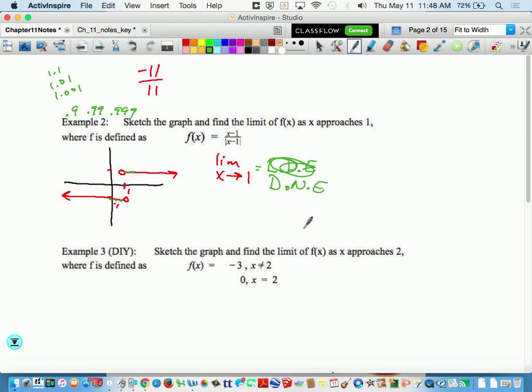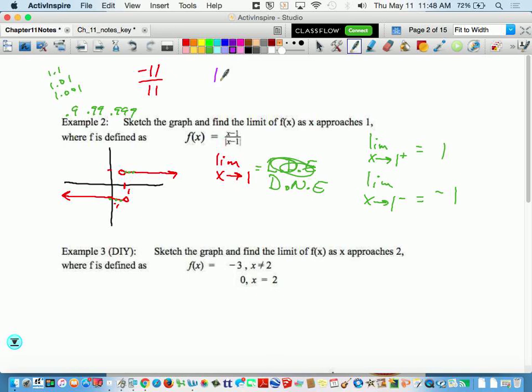I'm going to jump ahead. We could do what's the limit as x approaches 1 from the positive side only. Then you're up at the top, so that would be a 1. Or you could do the limit as x approaches 1 from the negative side. Now you're down here, so the limit is negative 1.